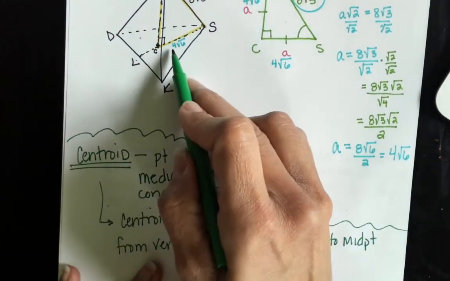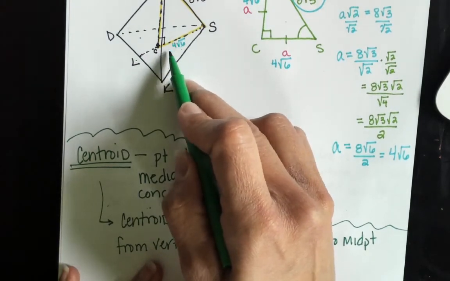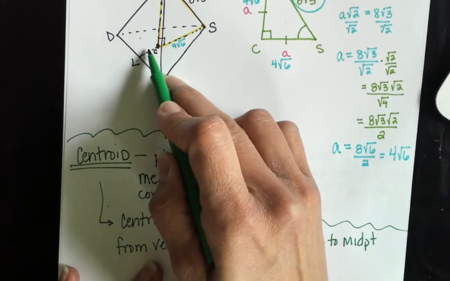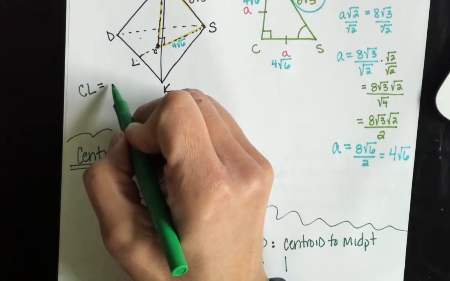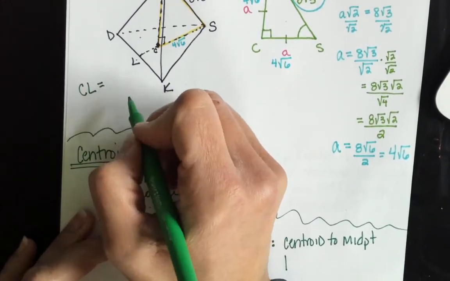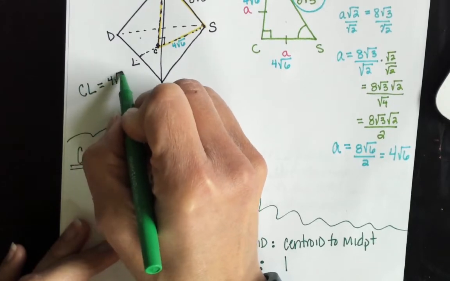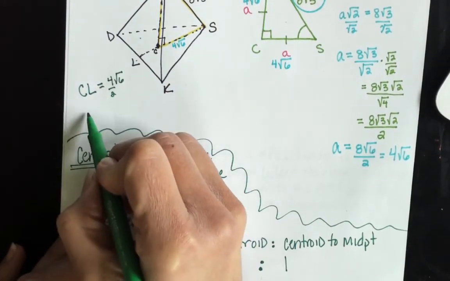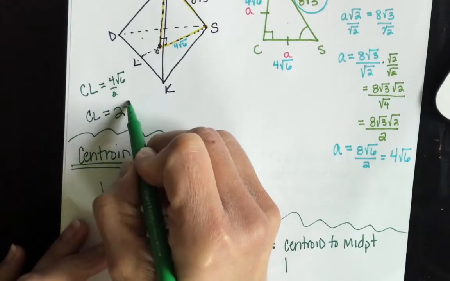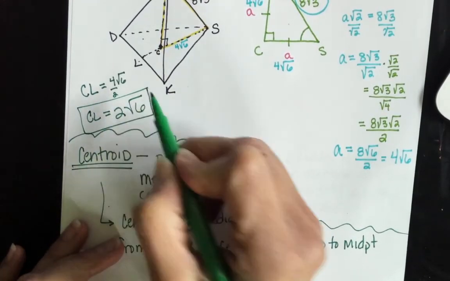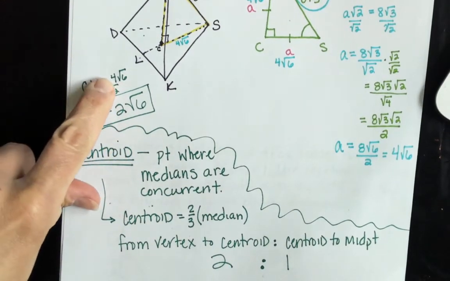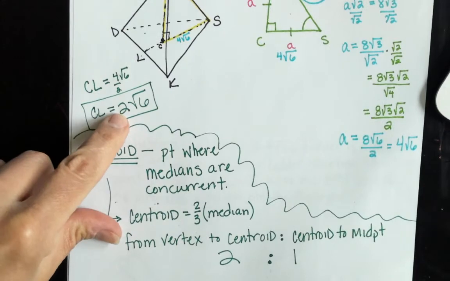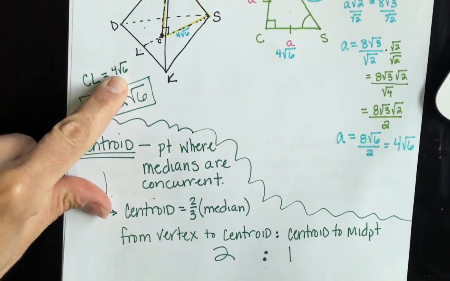So if I have 4 of something on top, and that's 2 times something, I only want 1 of it down here. So from C to L, that would end up being whatever 4 radical 6 is divided by 2. So CL is 2 radical 6. 2 radical 6 is 1 of something, and 4 radical 6 is our 2 of something. 1 times 2 radical 6, 2 times 2 radical 6.